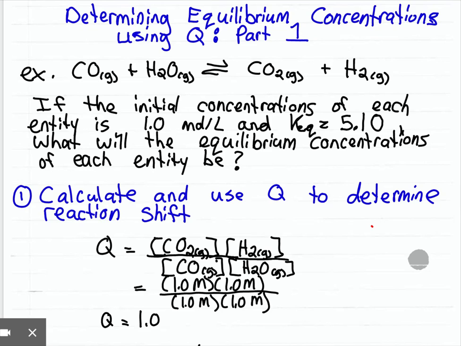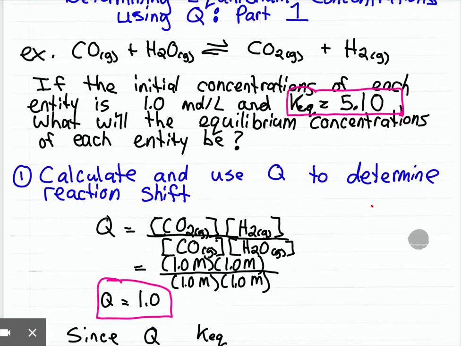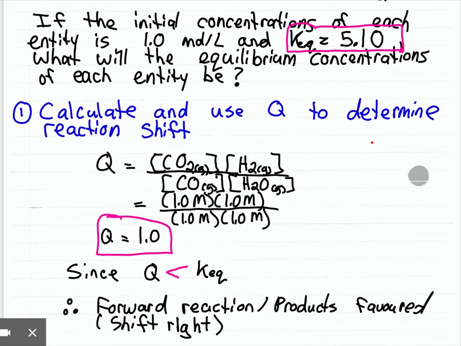Now, that's important for us because we have to use Q to determine the direction that we are going to shift. So our Q is equaling 1.0, and our K equilibrium up here is 5.10. We know from our previous lesson that we have to compare our Q and our K equilibrium. So 1.0 is less than K equilibrium. So we're going to write, since Q is less than K equilibrium, therefore, we know that when Q is smaller than K equilibrium, we're going to get a forward reaction. So the products are going to be favored, and we're going to shift right. This is really important because this is going to tell us what the change will be in our ICE table. So now we know direction.